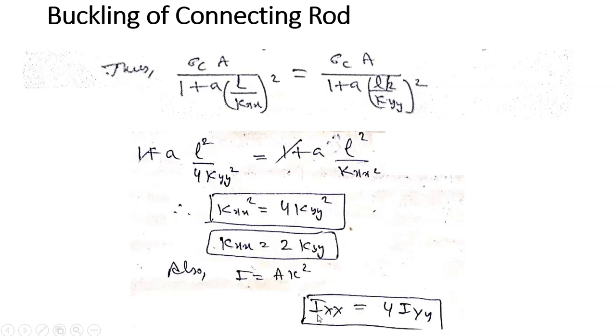When I talk about IXX, that is the area moment of inertia. What is the physical meaning of area moment of inertia? It means the resistance to bending. How much area is resisting the bending? That means IYY is not resisting much to the bending, whereas IXX is resisting 4 times more than IYY.